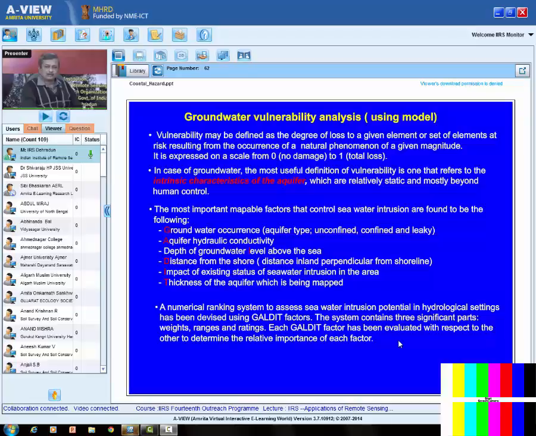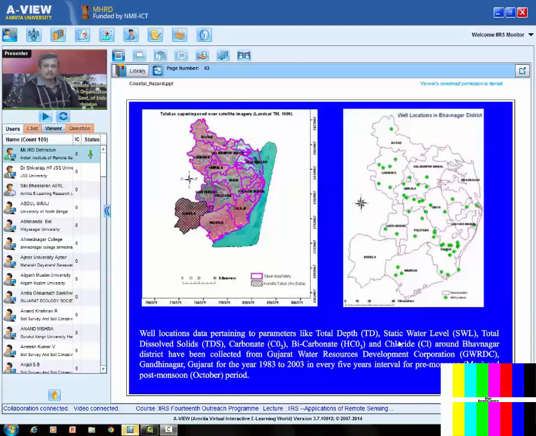And there is a numerical ranking system which we call the GALDIT model. You can see the GALDIT has come from here, and different scores have been given. These are all the well locations in the Bhavnagar district. All the data has been collected.